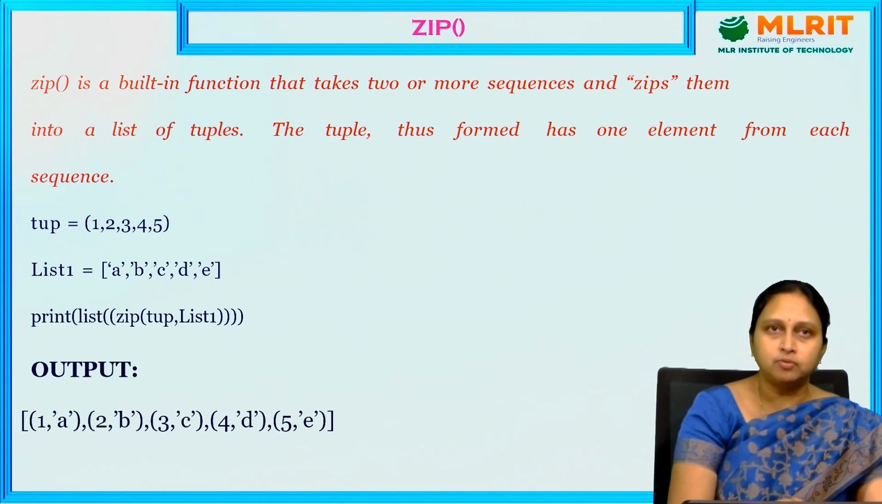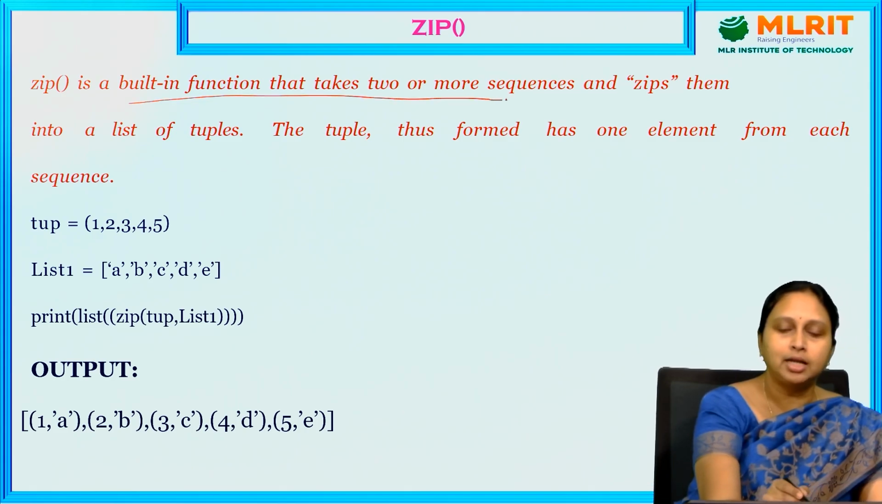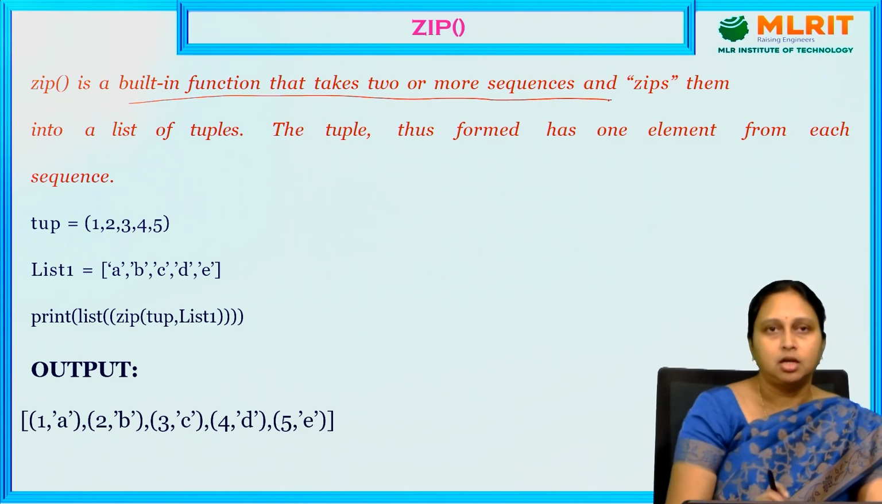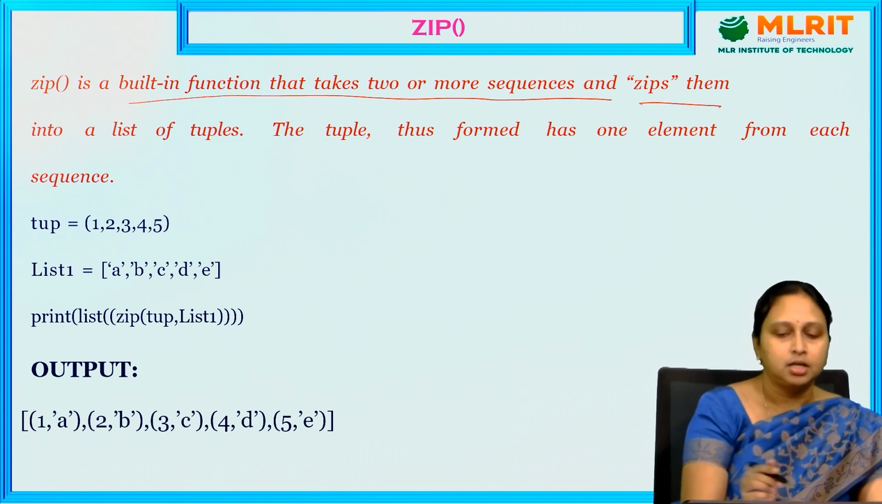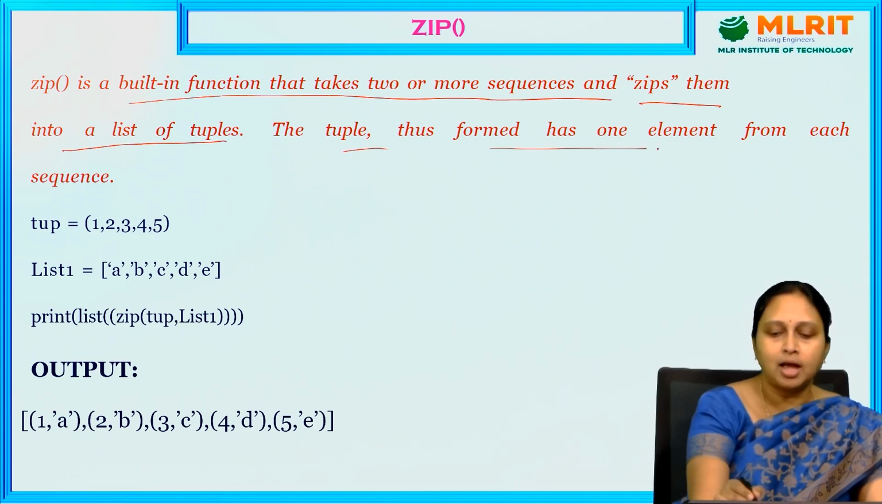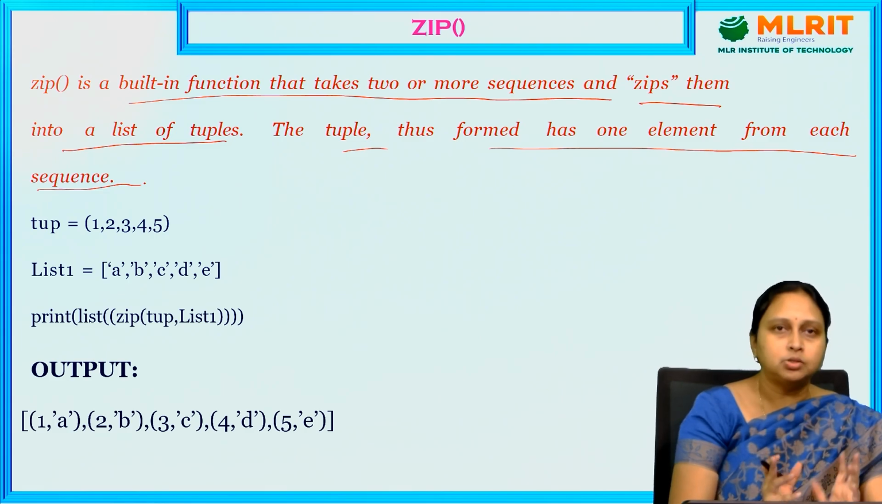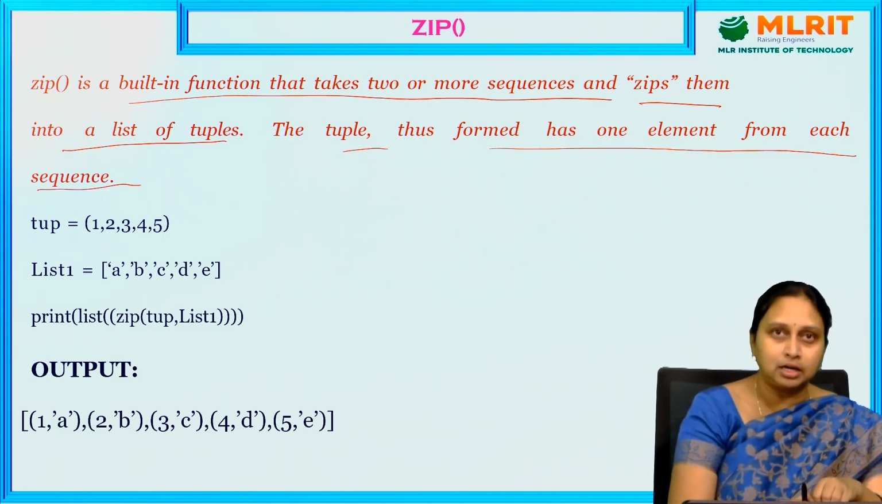And the next one we have is the zip function. The zip function is a built-in function that takes 2 or more sequences at a time and zips them. Zipping means combining them into a single list of tuples. The tuple thus formed has one element from each sequence. When it is zipping, it is going to have a combination of both, one element from one sequence and another from the other list.